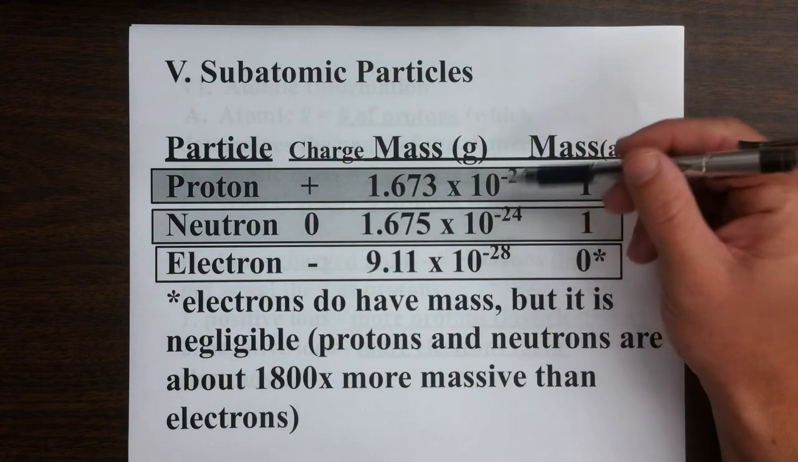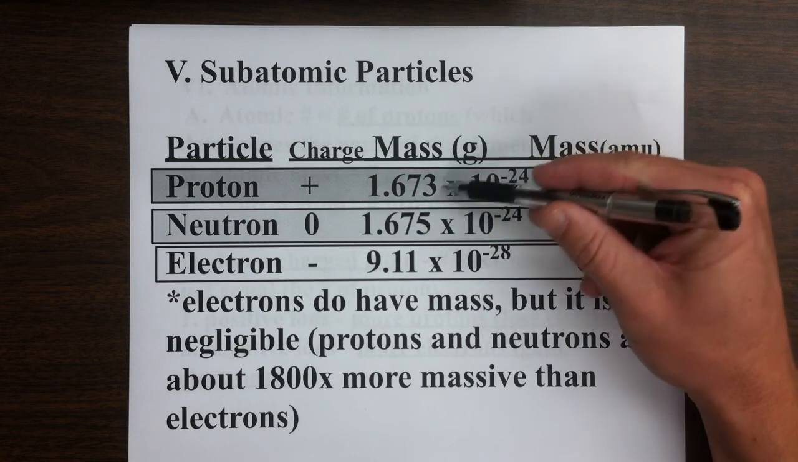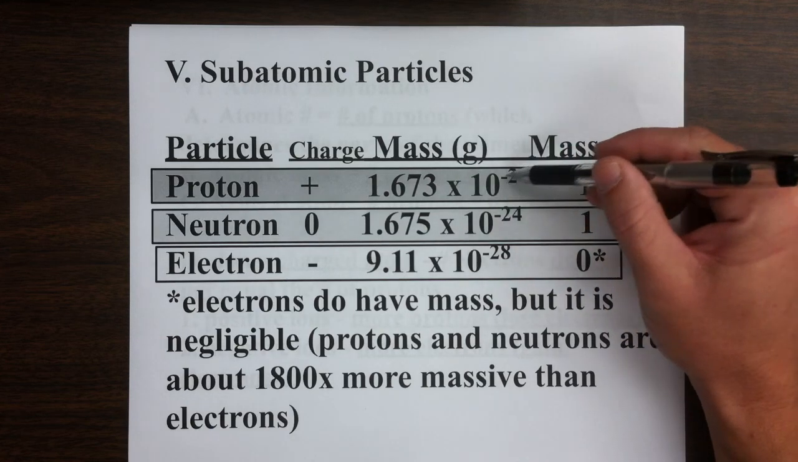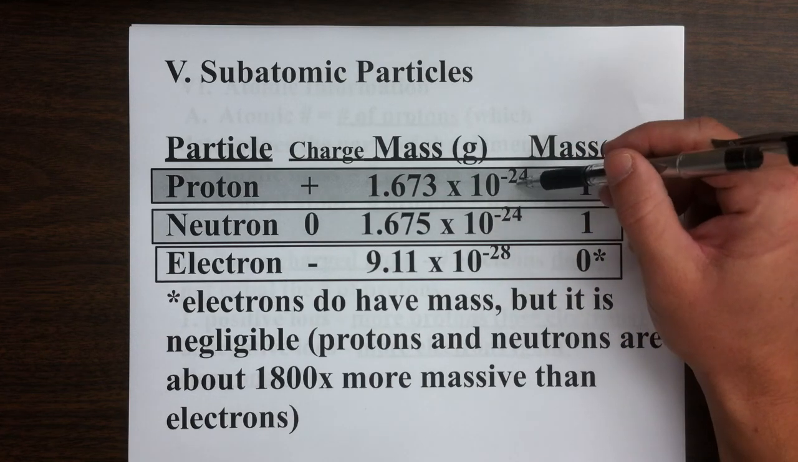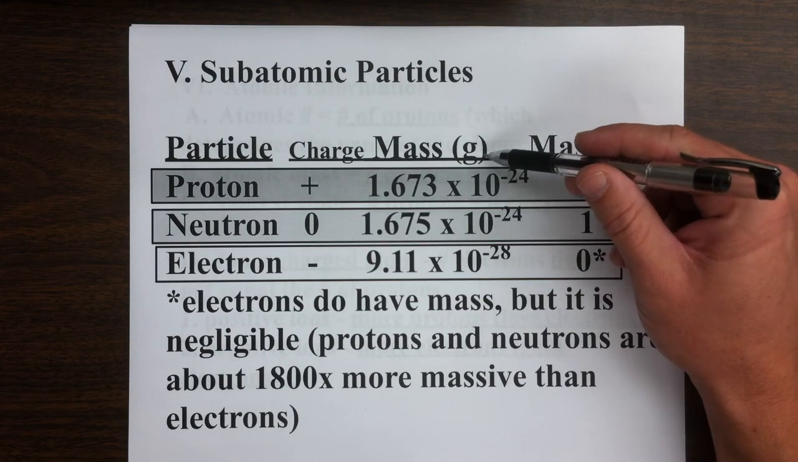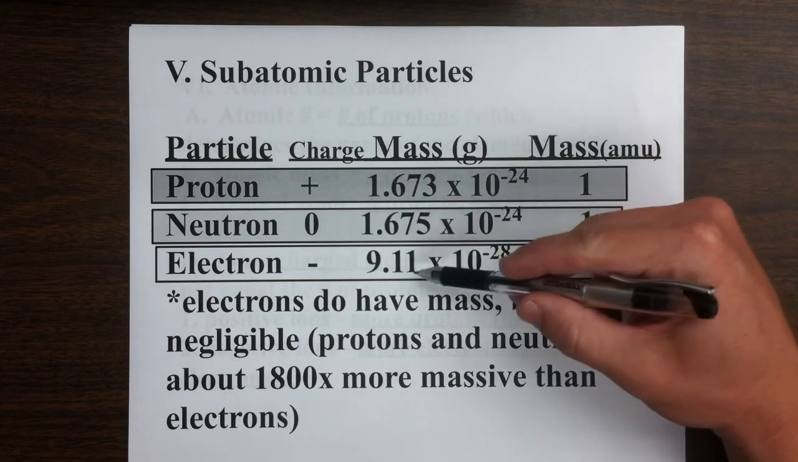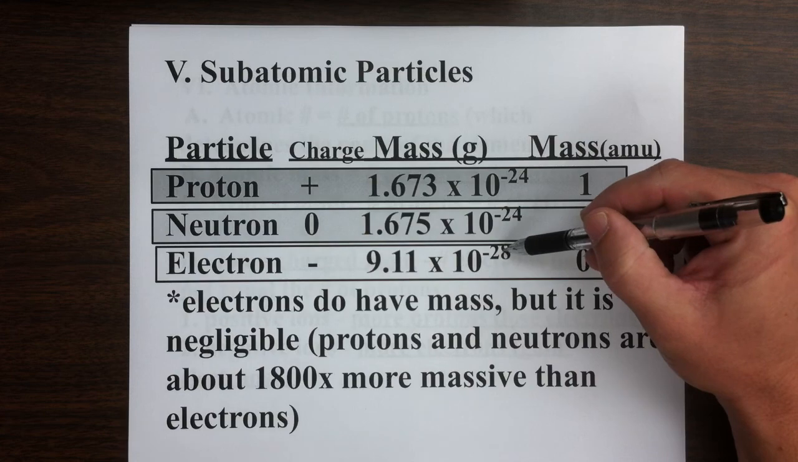Comparing their masses, you can see that protons and neutrons are about the same. Notice that the 10 to the negative 24th on these means that it is a very small mass in grams. The electron is even smaller because it's times 10 to the negative 28th.